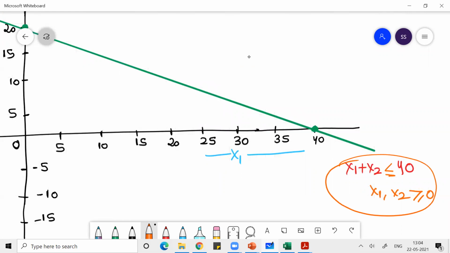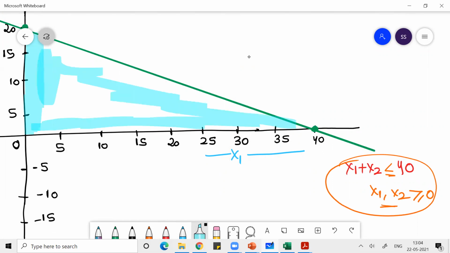So x1 plus 2x2 is less than or equal to 40, and x1 and x2 are 0 or greater than 0. This means the values I'm considering lie inside this range. I hope you understand. That corresponds to this region, because x1 and x2 should be greater than or equal to 0. So this is the area.